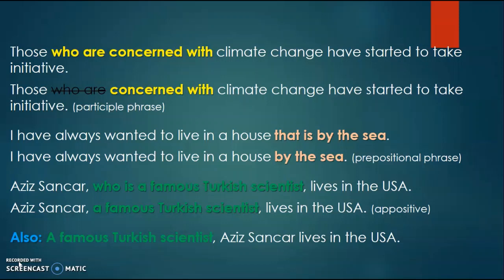I've always wanted to live in a house that is by the sea. I've always wanted to live in a house by the sea. This is called a prepositional phrase. Aziz Sancar, who is a famous Turkish scientist, lives in the USA. Aziz Sancar, a famous Turkish scientist, lives in the USA. This is called appositive. These are noun phrases used in non-defining relative clauses. You can also bring the appositive phrase in the beginning to increase emphasis. A famous Turkish scientist, Aziz Sancar, lives in the USA.